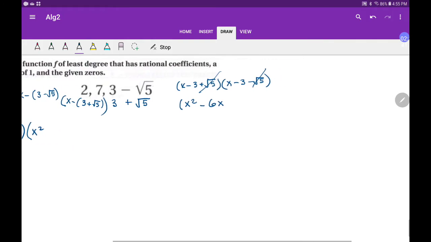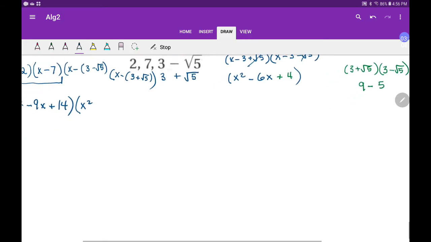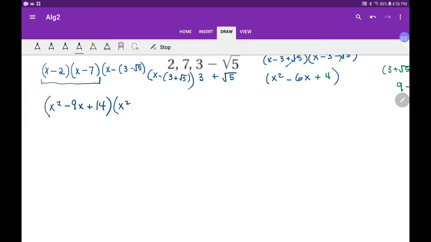And then a little bit further out, I'm going to have 3 plus the square root of 5 and 3 minus the square root of 5, and see what happens here. No middle term, so I get 9 and then negative, because plus times negative is negative, square root of 5 times square root of 5 is 5, so that's just 4. So I'm just going to get plus 4 here. And so now I'll go over here and write this. I have x squared minus 6x plus 4.